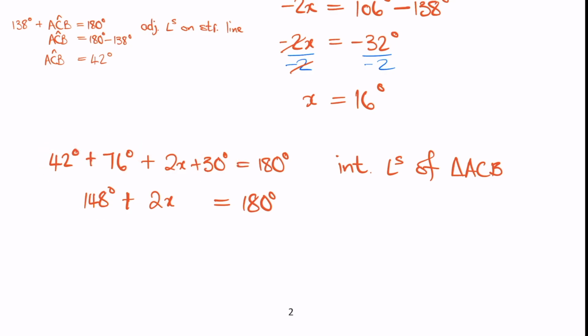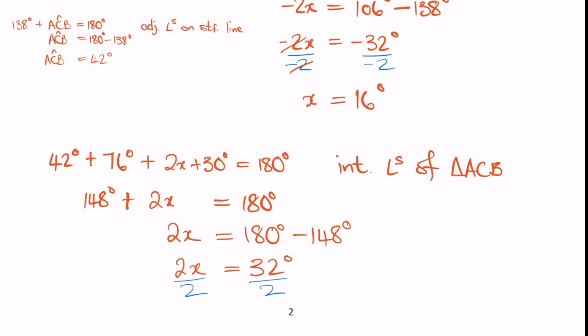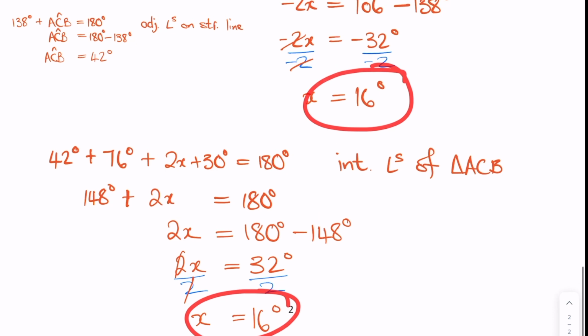Now it looks a bit cleaner and neater, and I can now take my 148 to the right hand side, so it becomes negative 148. So 180 minus 148 gives us 32 degrees. So 2x is equal to 32 degrees. And I, of course, will divide both sides here by 2 to get rid of the 2. And I find that x is equal to 16 degrees, which it must be, because the answers must be the same for both methods.